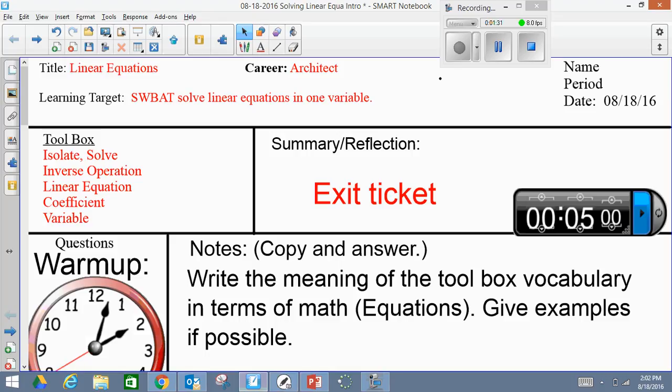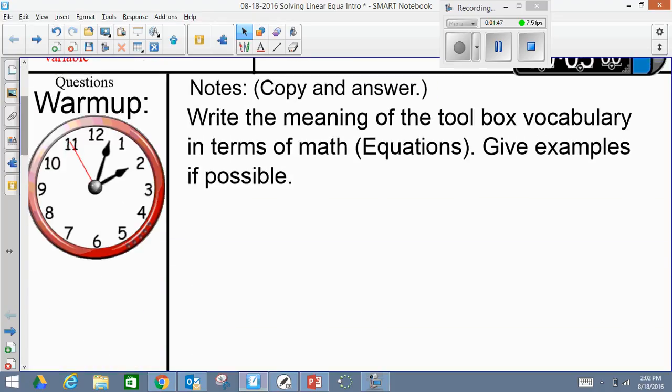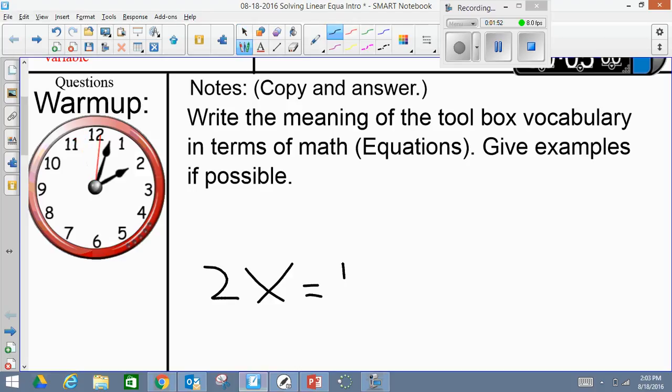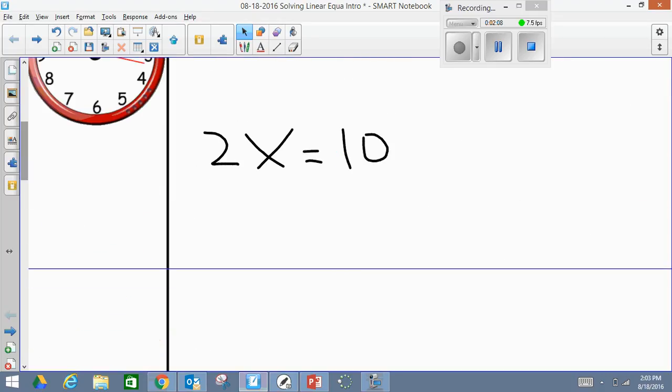Give examples if possible. Isolate, we said, is when you leave the variable by itself, basically when you find the value of x. So when you have an equation, I'm going to write an equation right here underneath. It can be, let me say, 2x equals 10, for example. That's an equation. I can say isolate the variable, and the variable is the x. So isolate means leave by itself. Solve is the same thing. I can ask here, solve for x.